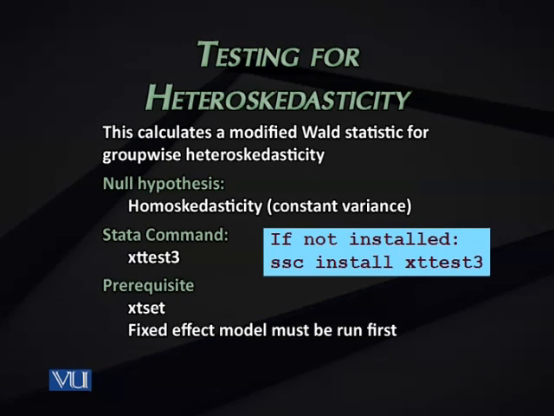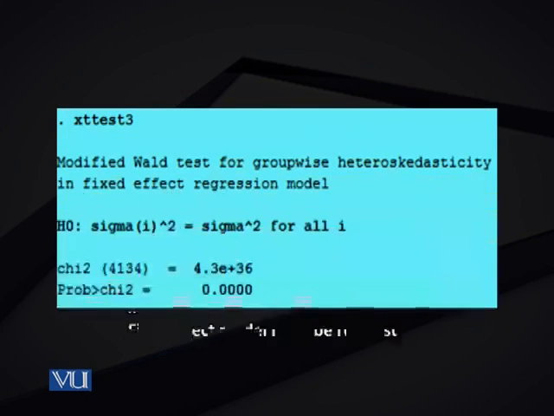So run a regression. It is a post-regression command, with an H0 of homoscedasticity, that is, a null hypothesis that there is no heteroscedasticity. Run the xttest3 command and you will get your results. First we run a fixed effect model, and then we write xttest3, and the results will be as you see.